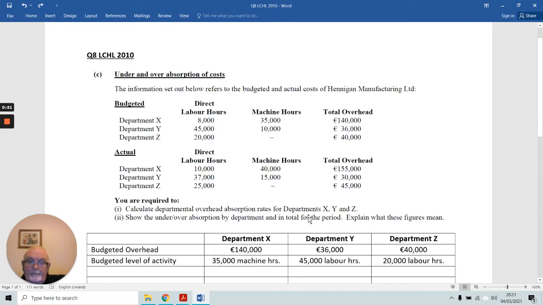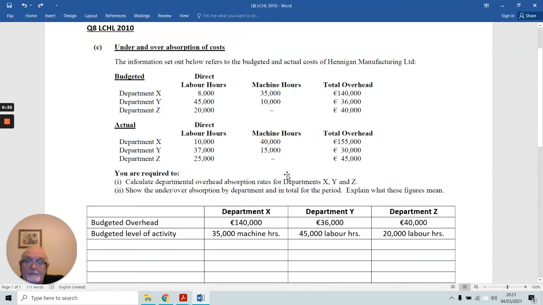So, to calculate an overhead absorption rate, of course, you need to divide your budgeted overheads by some level of activity. Usually machine hours or labour hours. Let's have a look at what we're going to use in this question. The budgeted overheads in each of the three departments X, Y and Z are written down here, 140, 36 and 40,000, and reproduced down here.